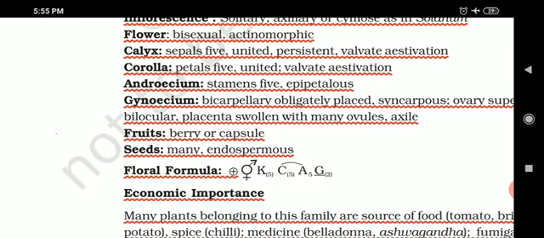Second is representing that it is bisexual in nature. Capital K is representing calyx. Then 5 is representing they are total 5 in number. Brackets are representing they all are fused or united. Capital C is representing corolla or petals. 5, their total number. They are put in bracket because they all are fused and united.